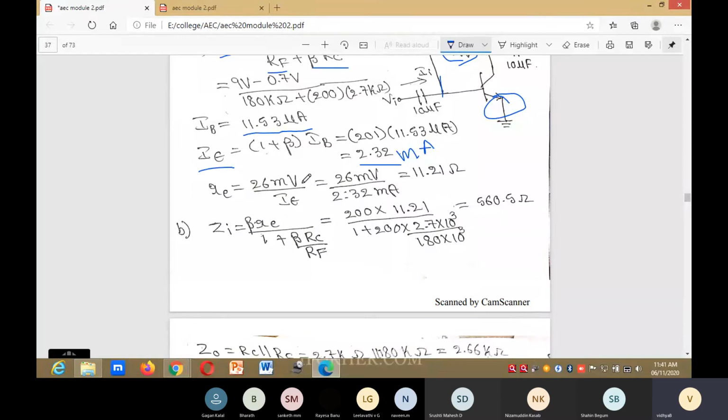re is equal to 26 millivolt divided by IE. We know the value of IE. Substitute, you will get 11.21 ohm.